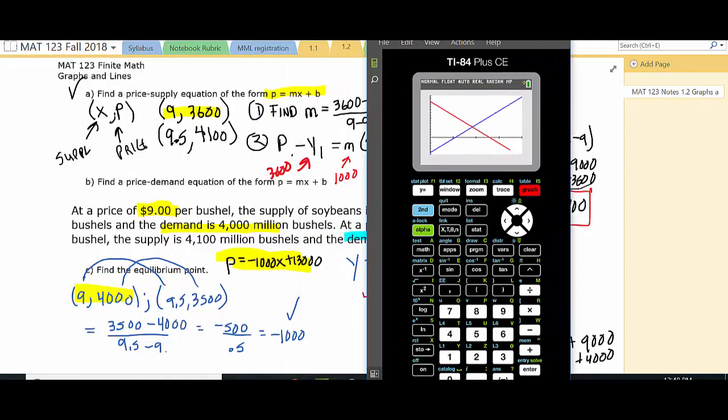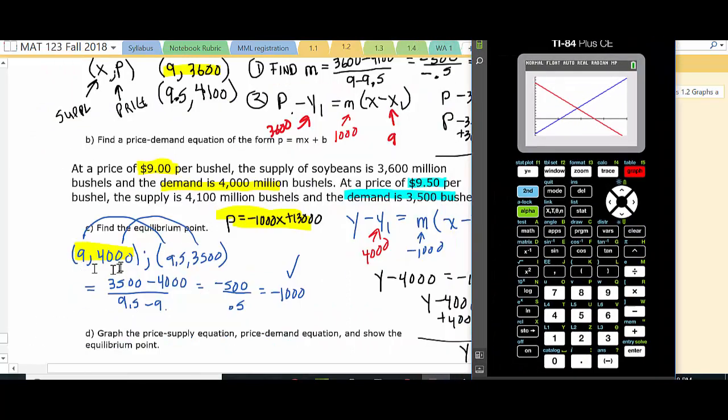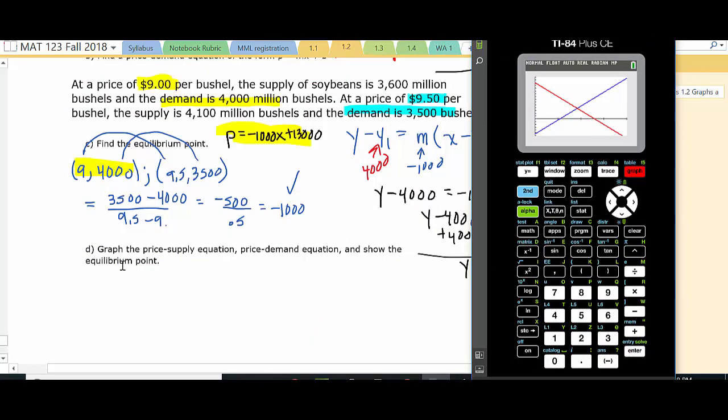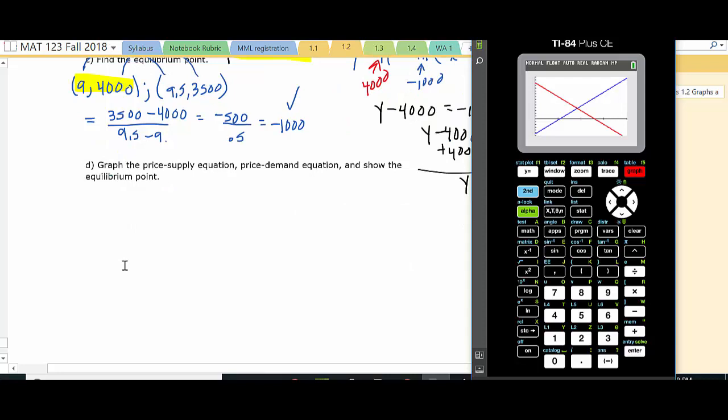I'm going to have you sketch a graph on your notes. And then I'll show you how to find the equilibrium point with your calculator. Are you with me? Okay. All right, go ahead and do this now. What we're going to do is just draw yourself the axes, kind of like this, and always label what you have.